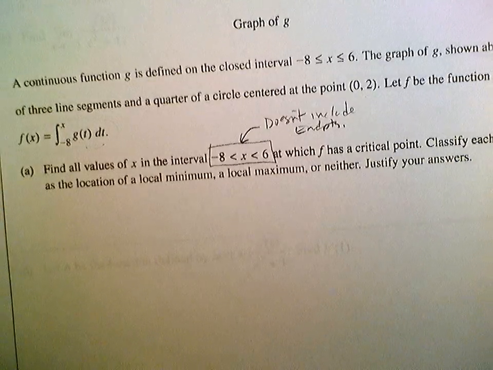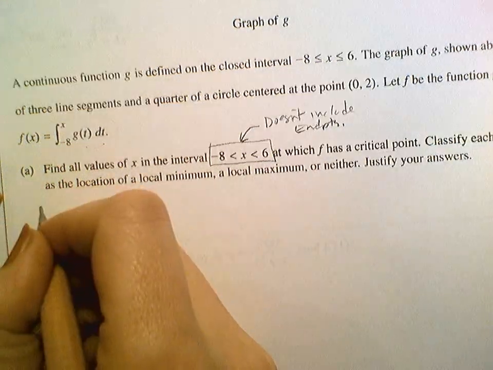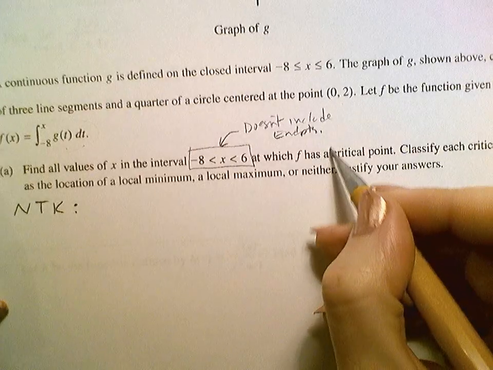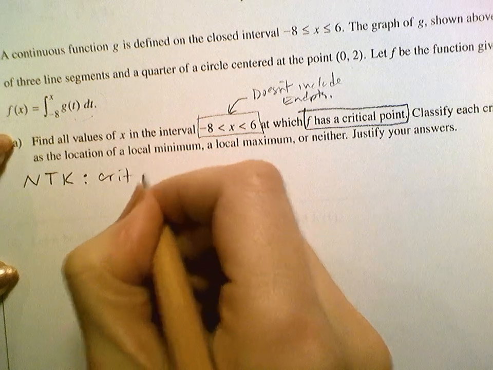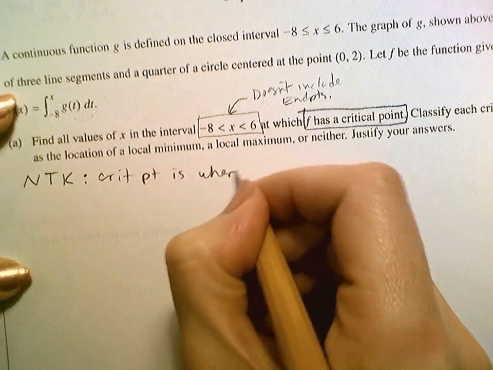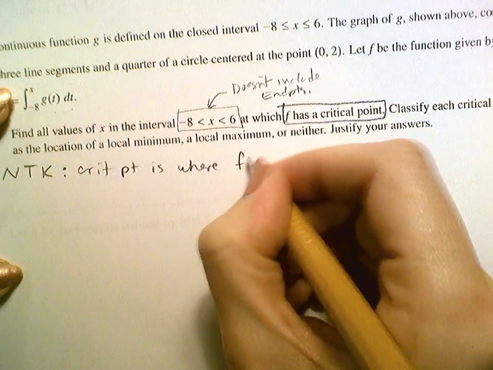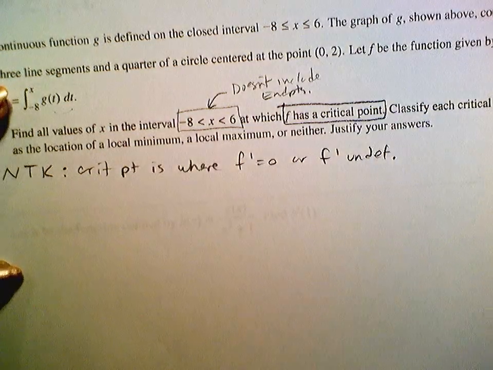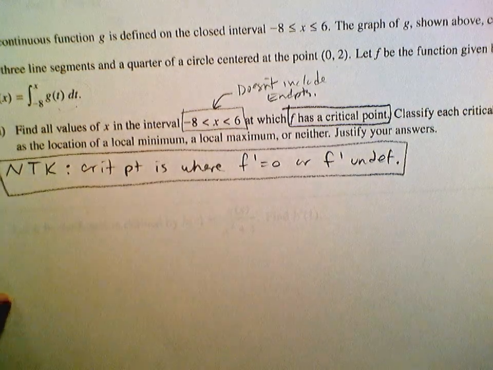Okay, so guys, what I'm going to do here is first write something down. We need to know what a critical point is. A critical point is kind of a vocabulary word. Since it's a critical point for f, a critical point is where f prime equals 0 or f prime is undefined. You need to know that in order to answer this problem.